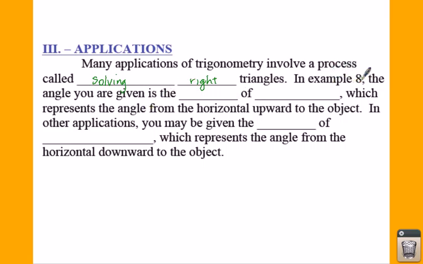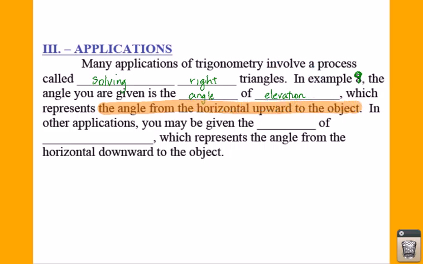Actually, this is not going to be example 8, it's going to be example 9. Little typo there. Don't worry about it though. The angle you're given is called the angle of elevation, and I know you guys have talked about this in geometry when you're doing a little SOHCAHTOA action. Your angle of elevation represents the angle from the horizontal up to the object.